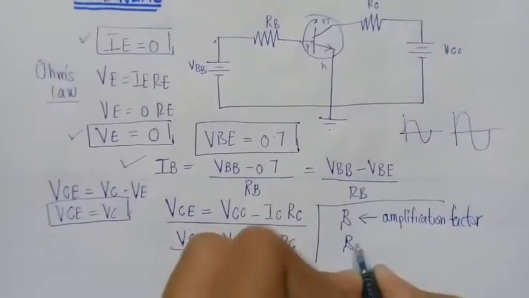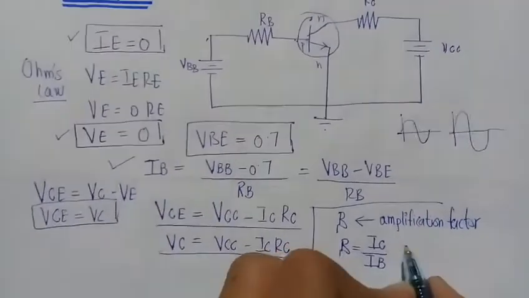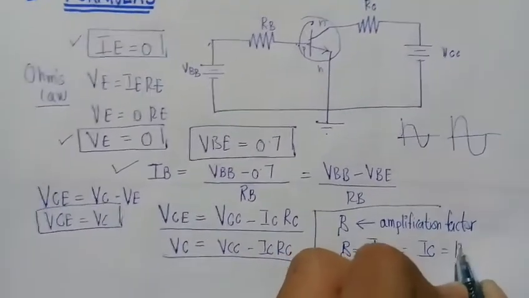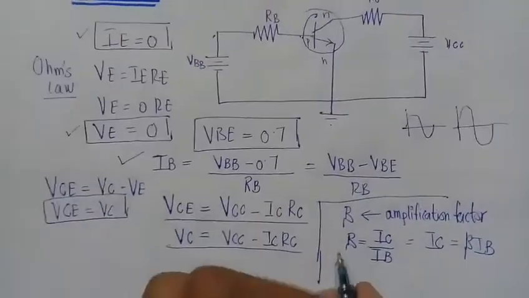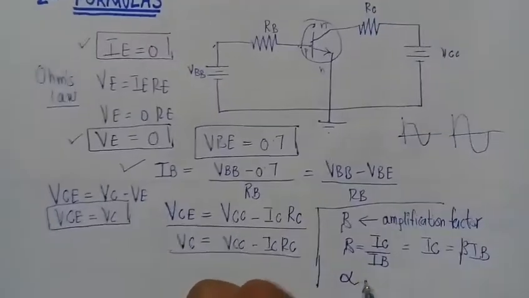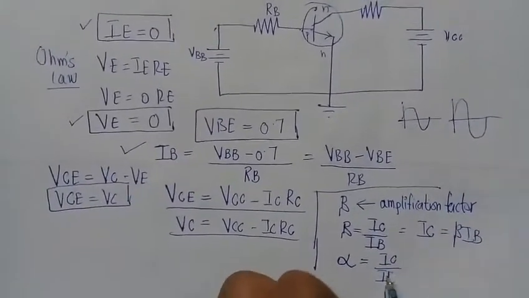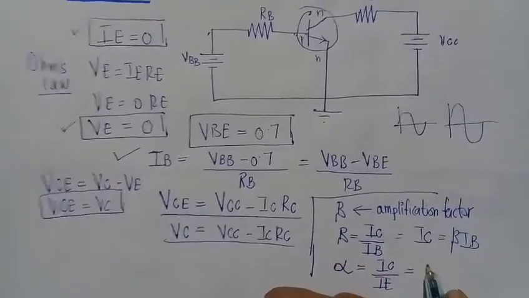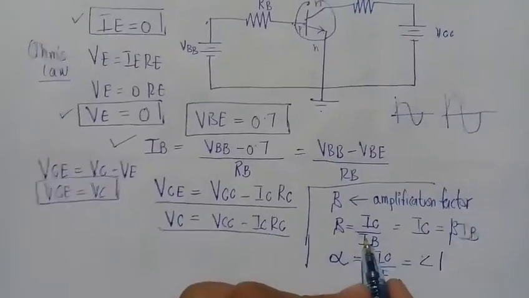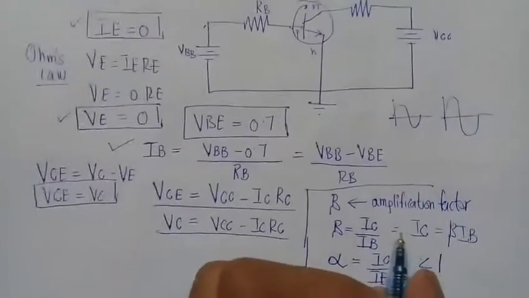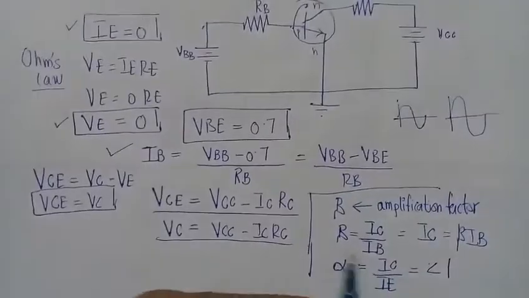So beta will always equal IC over IB, and IC will always equal beta times IB. This is the amplification of the transistor, and there is an alpha present which equals IC over IE, and it will always be less than 1. The answer for alpha will always be less than 1. The beta of the transistor is always greater than 50 or 60 or greater than 100 or 150. These are some values of beta.